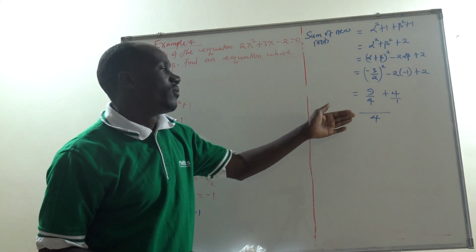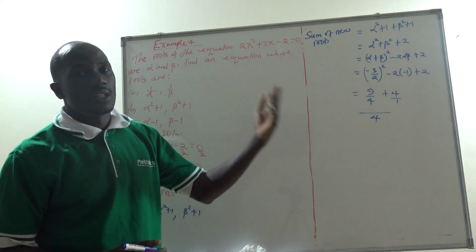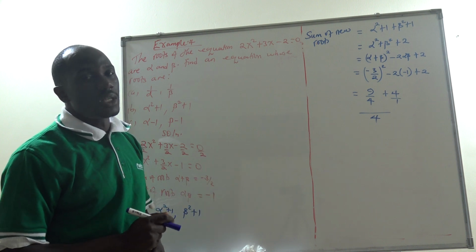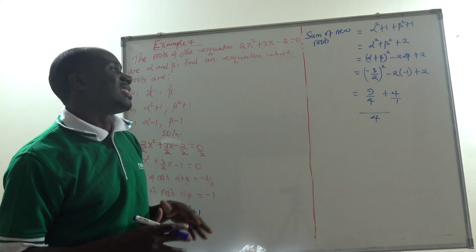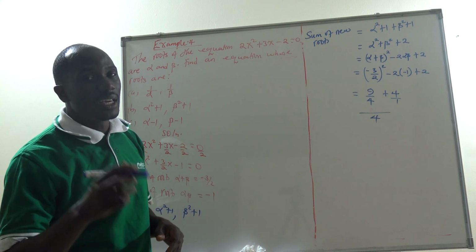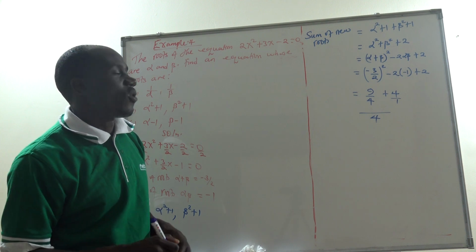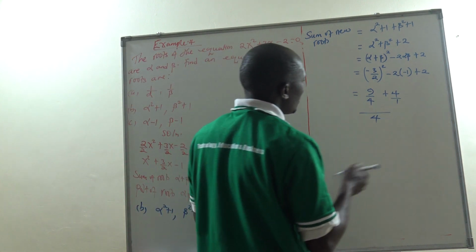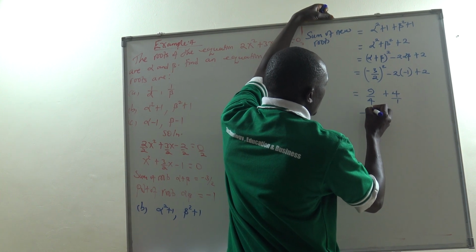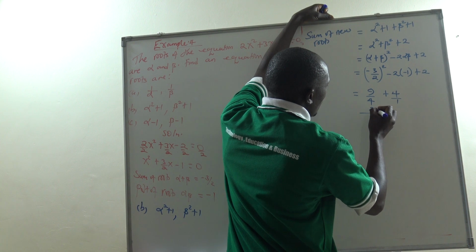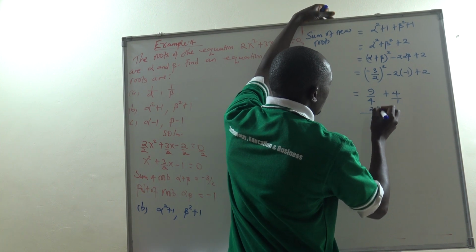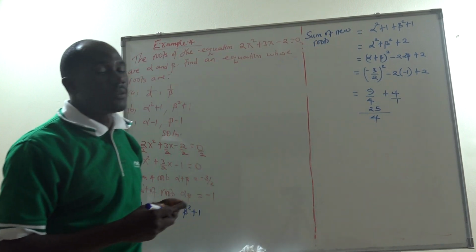Then we shall have 4 divided by 1, you get a 4, times 4, you get 16. Then we shall say 16 plus 9. After coming out with this, it is not 24, it will be 25 out of 4.